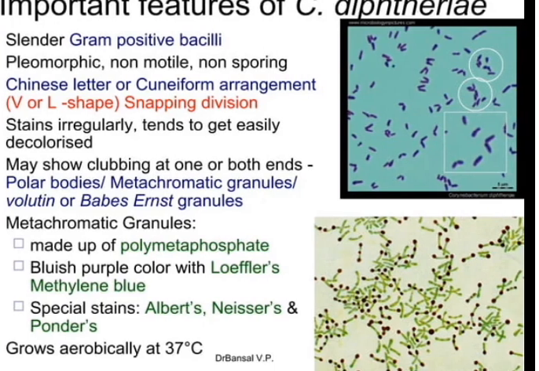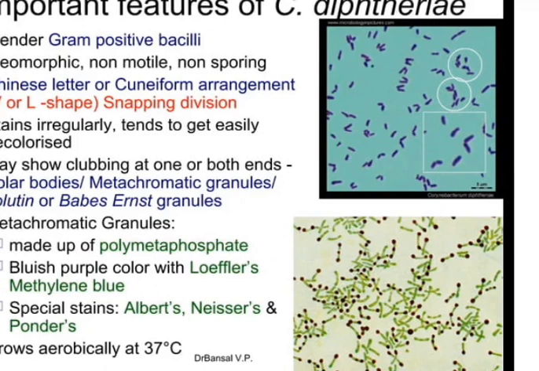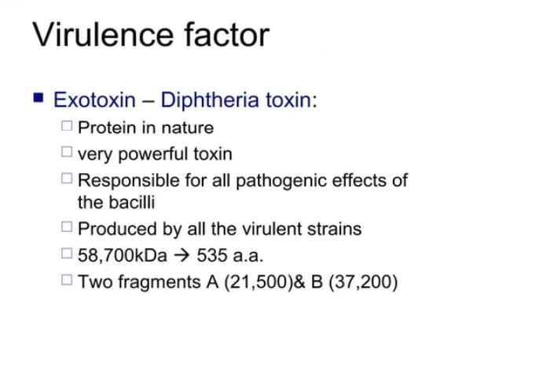They grow aerobically at 37 degrees Celsius. Virulence factor: exotoxin, which is protein in nature. It is a very powerful toxin, responsible for all the pathogenic effects of the bacilli. It is produced by virulent strains.